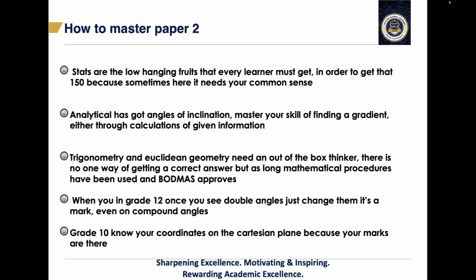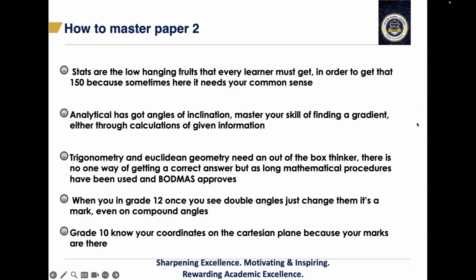How to master paper 2. Ompile mentioned this thing of low-hanging fruits. I was listening quite attentively to what she was saying. We say that is the low-hanging fruit that every learner must get. So why do we say that is the low-hanging fruit?